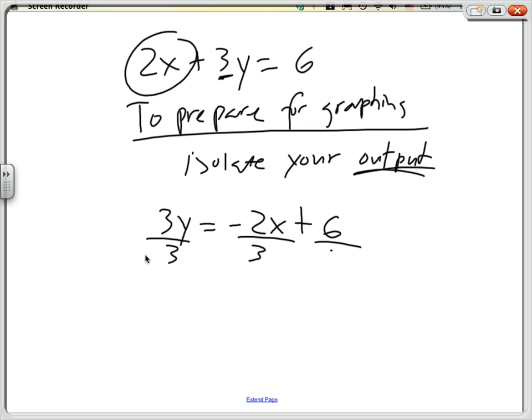Divided by 3. Notice when I divide by 3, I divide every single term by 3. So then y equals negative 2/3 x plus 2. So I got myself an equation, right?